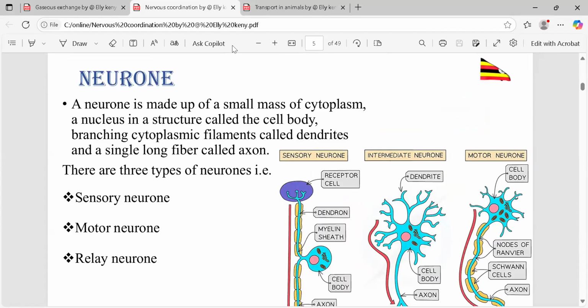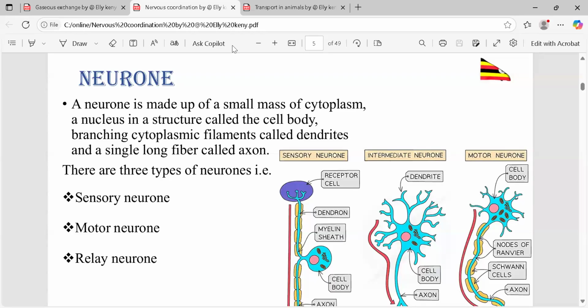Neurons are made up of a small mass of cytoplasm, a nucleus in a structure called the cell body, branching cytoplasmic filaments called dendrites, and a single long fiber called the axon. And in this case, I'll simply talk about the three main types of neurons. We have the sensory neuron, motor neuron, and then the relay neuron. Sensory neuron is that neuron that picks information from the sense organ. That's why it is called the sensory neuron.